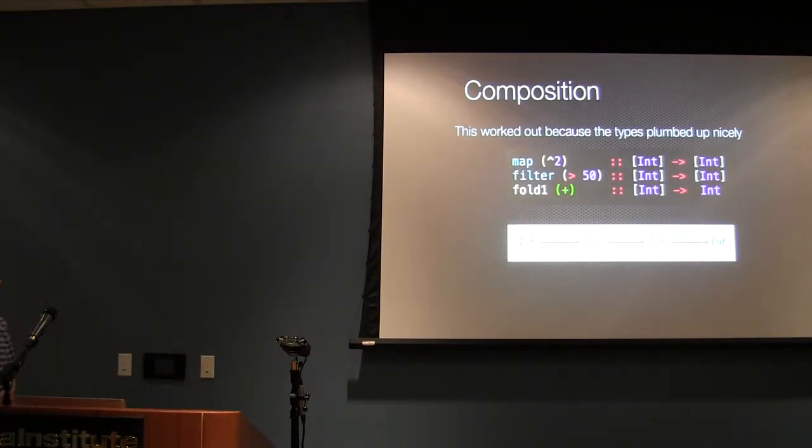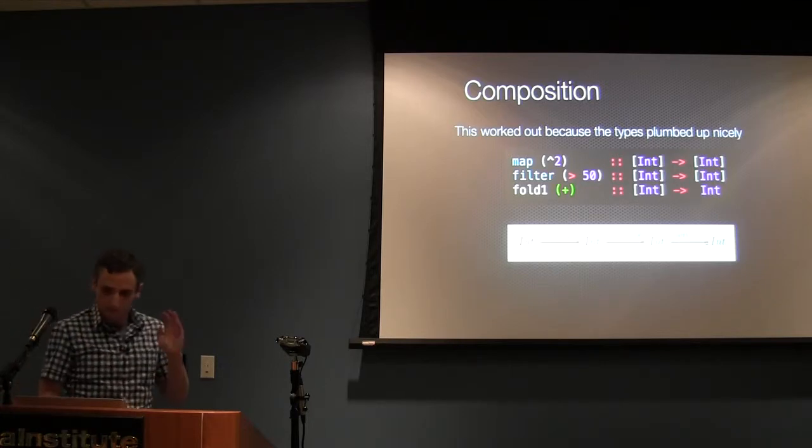The reason that example chains together so well is because the types line up. I know we're not used to thinking about types, but I think this should make sense anyways. This map square function takes in a list of integers and returns a list of integers. The filter function is another function that takes in a list of integers and returns a probably smaller list of integers again. And then the fold function takes in a list of integers and reduces it down to a single value that's the sum of all those things. But they all line up nicely end to end, right? I can chain them all up. So they all compose immediately and everything's nice.